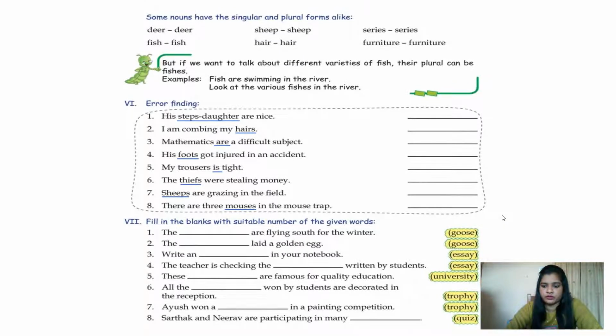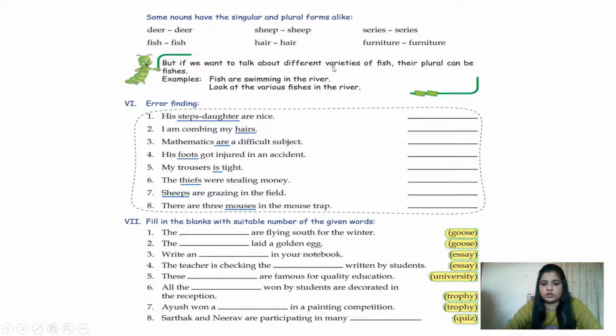Okay, children, I hope you have understood everything so far. Let us do one more exercise here. Some nouns have the same singular and plural forms, like deer, deer; fish, fish. I told you in the last class that we can write fishes also when it is of different species. Sheep, sheep; hare, hare; series; furniture. These words do not change, children, okay? It is as usual.